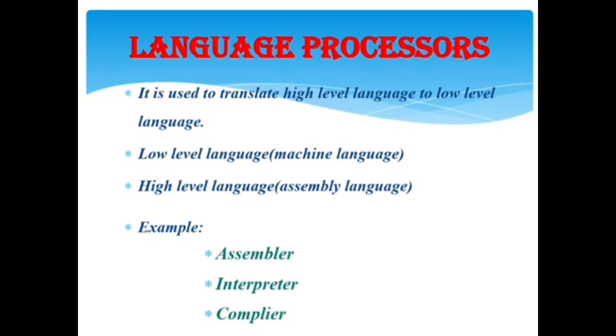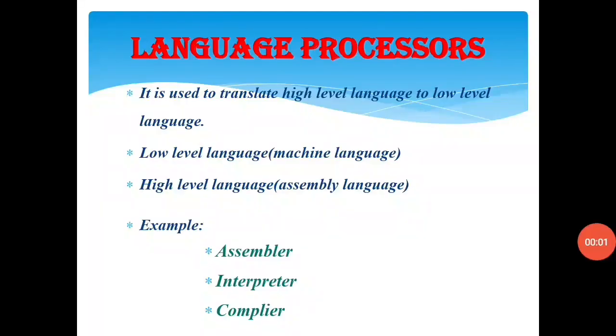The next one is language processor. It translates a program written in high level language to the low level language. High level language means the language that humans can understand, like assembly language, and low level language means the language that machines can understand. Once again, high level language is what humans can understand, and low level language is what the machine can understand. Machine can understand only zeros and ones. Now let's see our next topic.